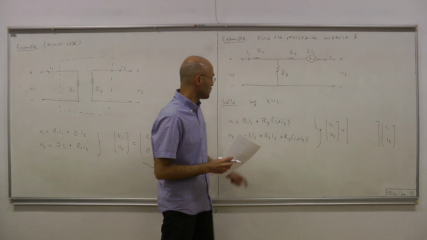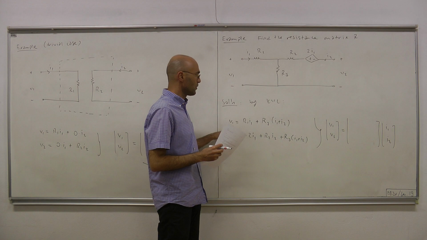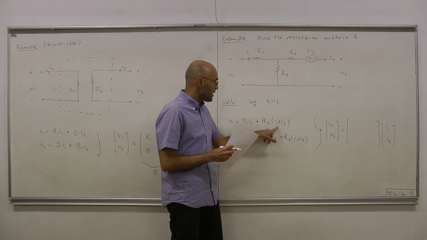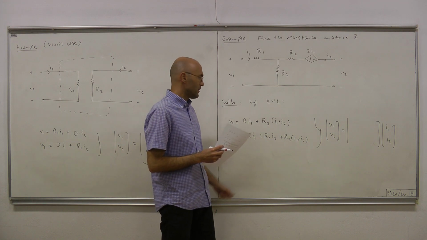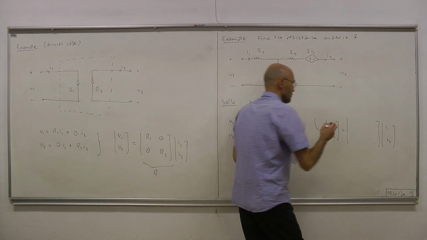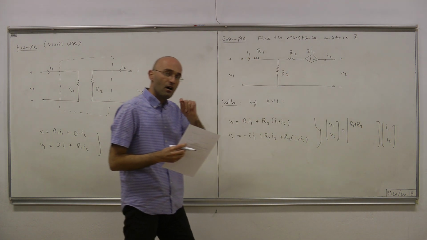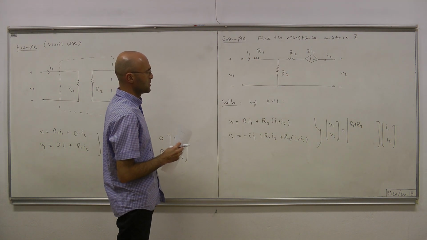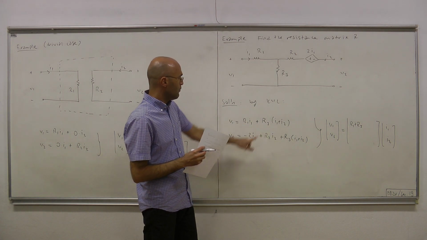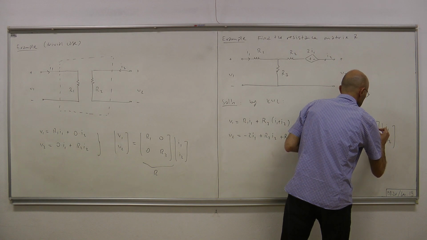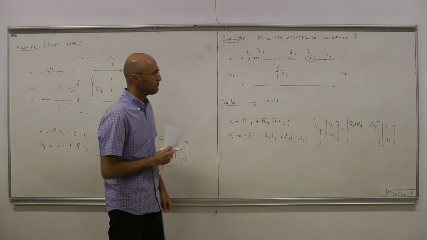consider the first row. For the first row, we look at the V1 equation. Here we have R1 I1, and here we have R3 I1. Those are the terms for I1. So R1 plus R3 therefore must be the first entry, or R11 according to our notation. For I2, we have only R3 times I2, therefore the second entry here must be R3.